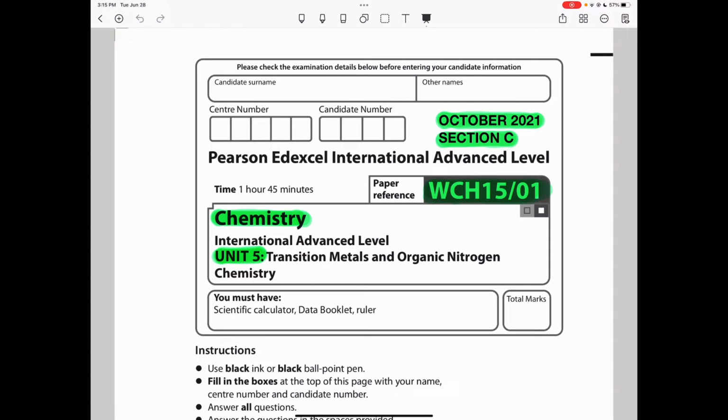Today we are doing the Pearson Edexcel International A Level Chemistry, Unit 5, Section C for October 2021.